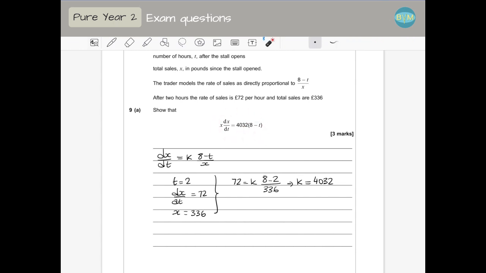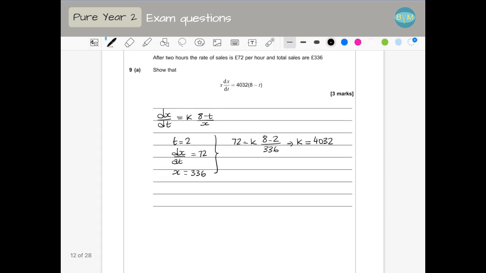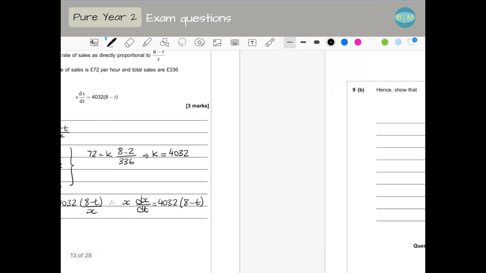Which is going to give me this expression here. So I have dx by dt is going to be 4032 times 8 minus t divided by x. And the only thing that they have done is this x that is dividing, they have put it here at the front. So therefore I can say that x dx by dt is 4032 times 8 minus t. And that's the first part of the question.